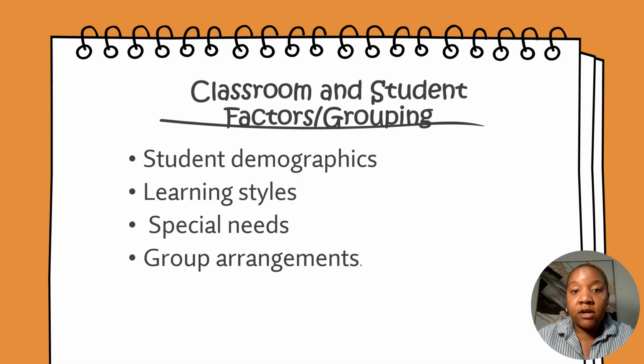This first section of the COE lesson plan focuses on classroom and student factors and grouping. This part is crucial because understanding your students' needs allows you to plan instruction that meets all learners where they are. For example, you may have students with an IEP, different cultural backgrounds, or varying levels of prior knowledge. This helps inform how you'll group your students for activities and differentiate your instruction.